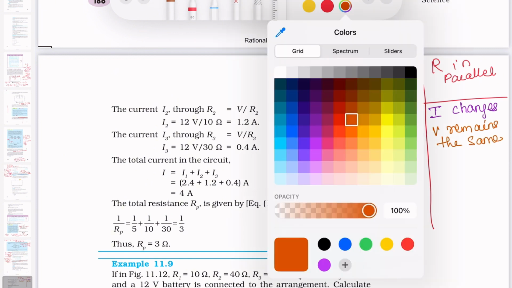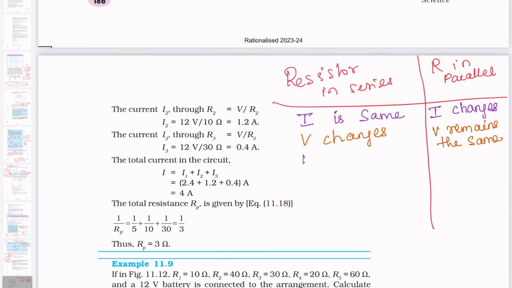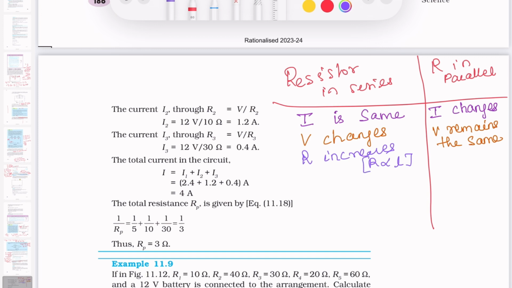Then what about R? In the series circuit, R increases because R is proportional to L. So in a parallel circuit, parallel connection, R decreases because R is inversely proportional to the cross section area.